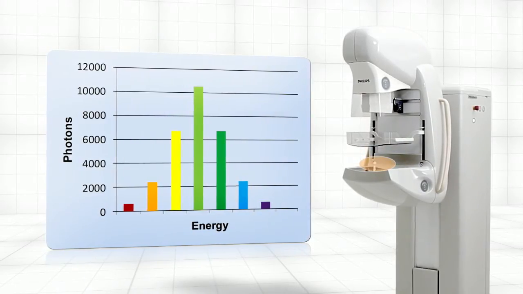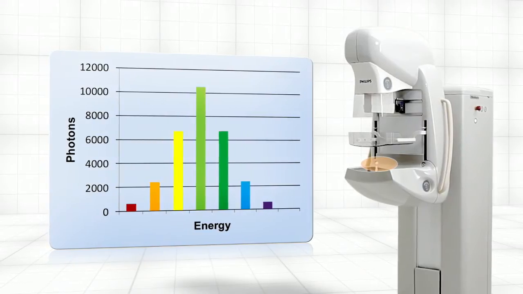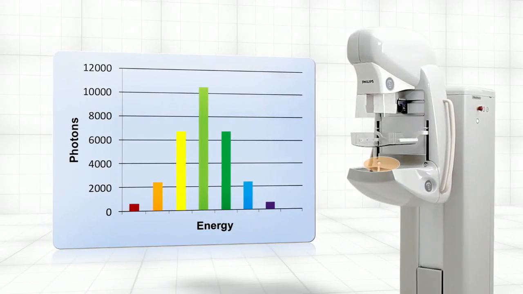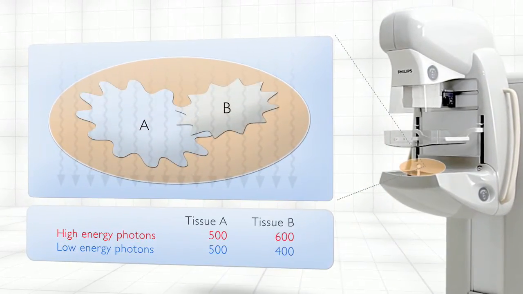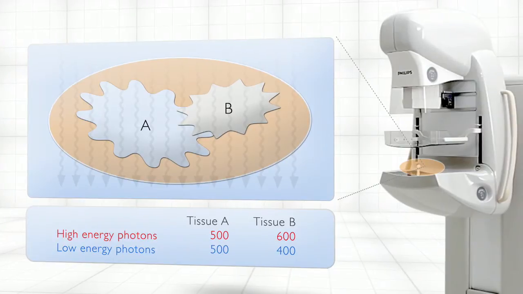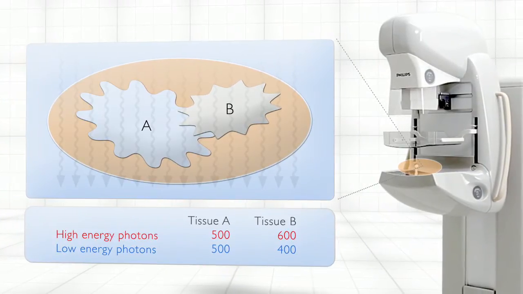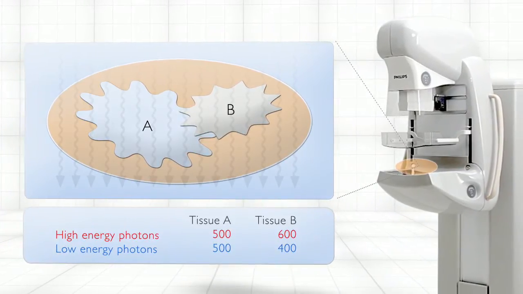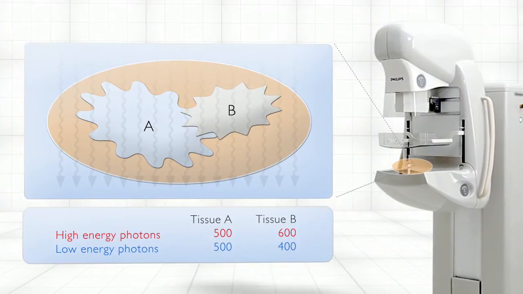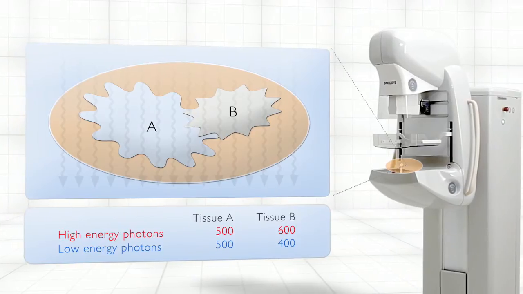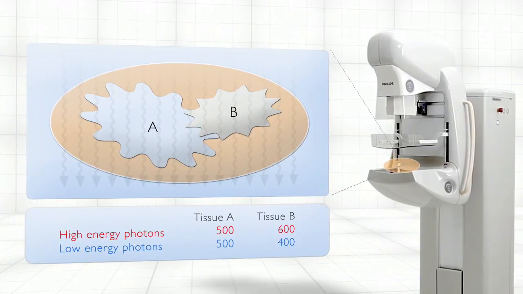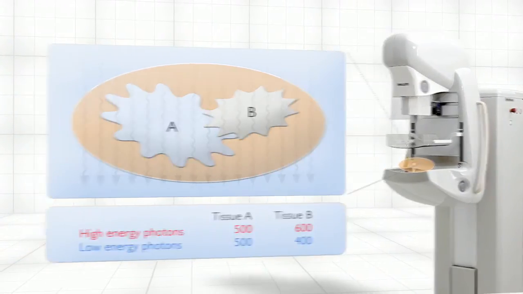Spectral imaging is based on a basic principle. An X-ray beam is made of photons with different energies. During a mammography exam, different tissue types and materials within the breast absorb X-ray at different energies. Unlike standard mammography, which essentially shows a shadow of the breast, spectral imaging uses the spectrum of the X-ray beam to analyze what we see in the mammogram.